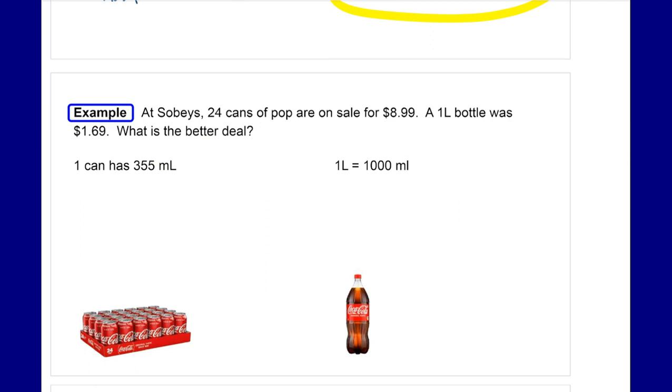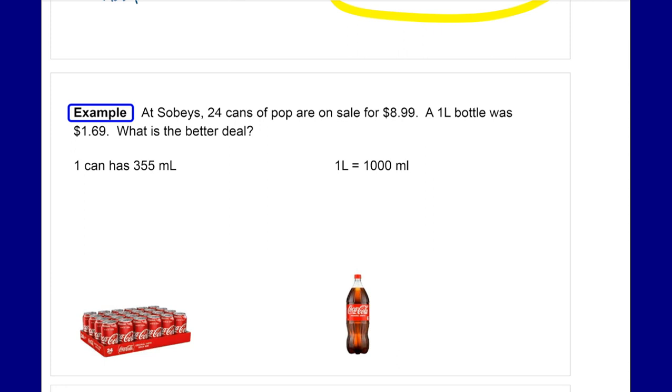So this is a good skill to have if you shop in bulk, like if you go to Costco or Sam's Club or even any grocery store that sells items in bulk, Bulk Barn even, you're going to see a lot of unit rates there. Right, so at Sobeys, 24 cans of pop are on sale for $8.99, and a 1 liter bottle is sold for $1.69. Which is the better deal? And it might help us to know that one can has 355 milliliters and 1 liter has 1,000 milliliters.